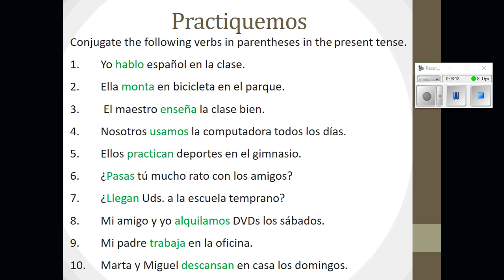Nueve. Mi padre trabaja en la oficina. My dad works in the office. Okay, so mi padre is like saying he or él, so we drop the AR and add a to make it the he form. Okay, and then finally, Marta y Miguel descansan en casa los domingos. Marta and Miguel rest at home on Sundays. So Marta and Miguel is like saying they, which would be ellos. And the ellos ending for AR verbs is on. We've dropped the AR and added on for descansan.